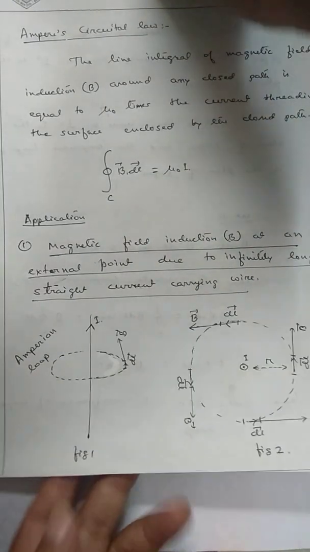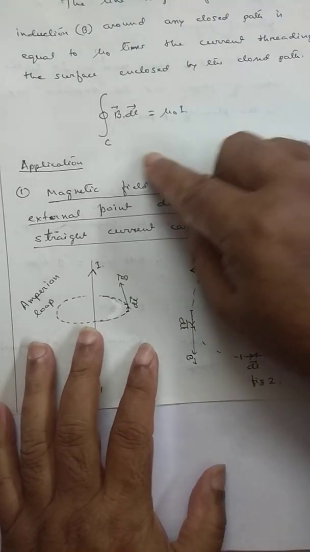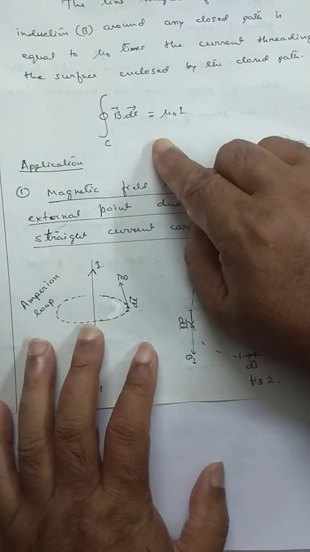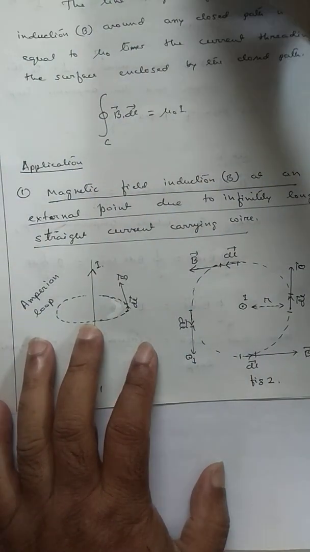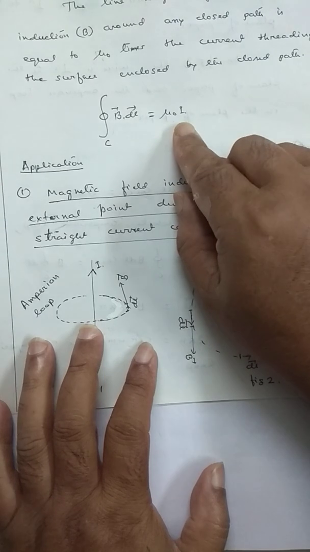Okay? This law can be applied only for steady current. When the current is varying, normally this law is not used.